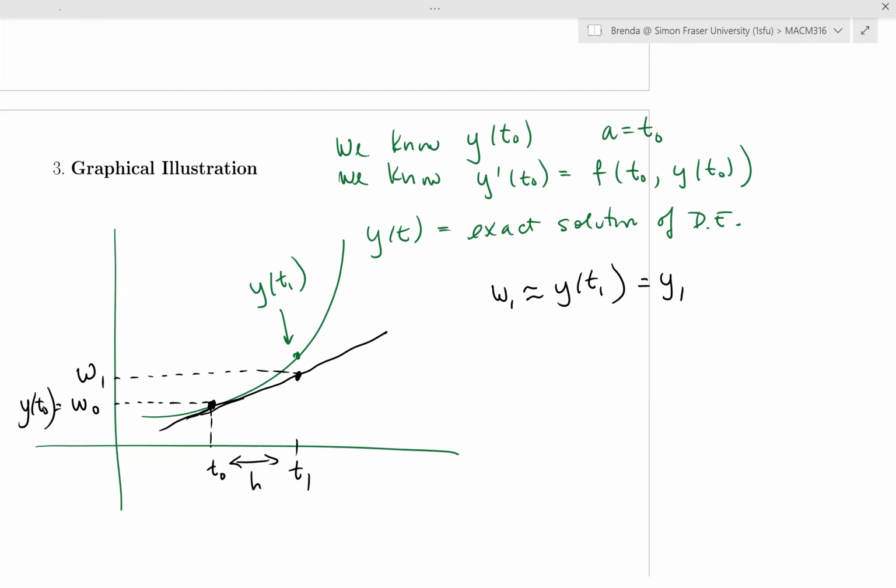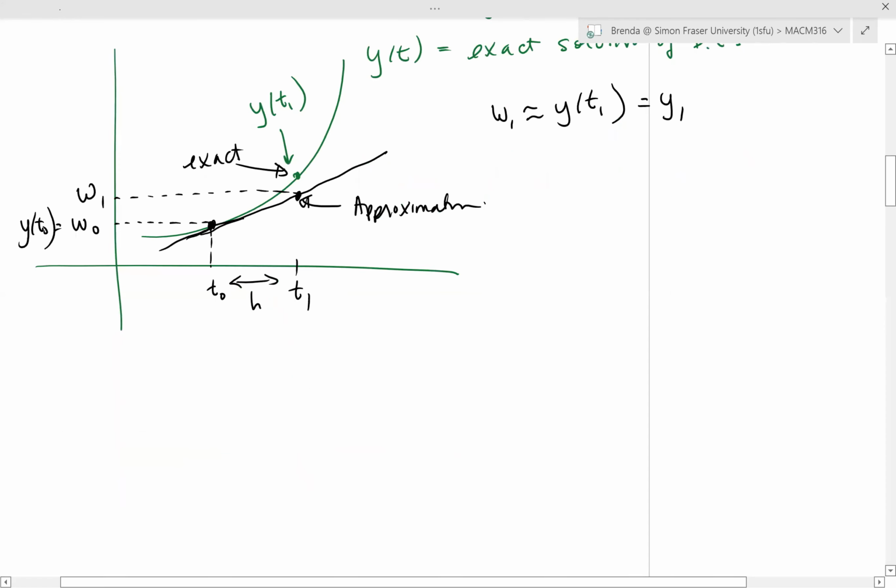So that's our approximation right here. But the idea is not complicated. And then this is the exact size, which we do not know. Okay, now we proceed. We'll just draw this out again. We're going to proceed to the next step.